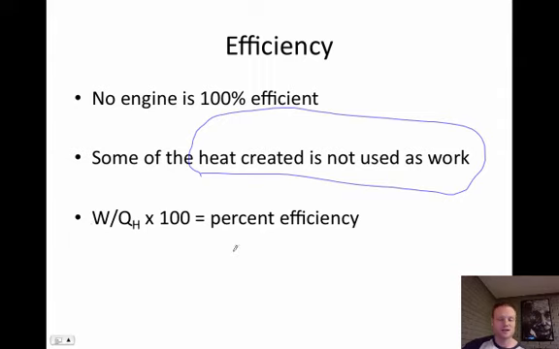And so if you want to figure out percent efficiency, you just basically take your work divided by your Q heat times 100, and that equals percent efficiency. Again, this is a formula that won't come up that often, so I won't stress out about this that much. But the big thing that will come up and will show up later on in exams is, can an engine be 100% efficient? And the answer is no, it can't be.